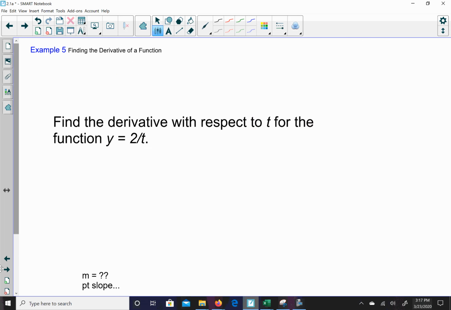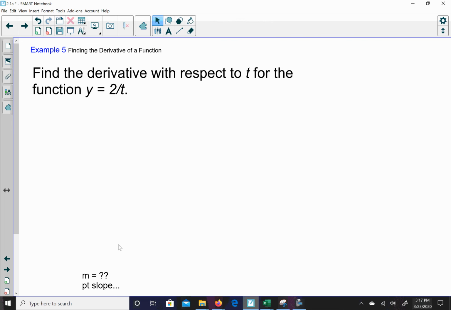All right, moving on to the next one. Find the derivative of the function. Same process. It's just going to be the same process, but it's different work. That's all.